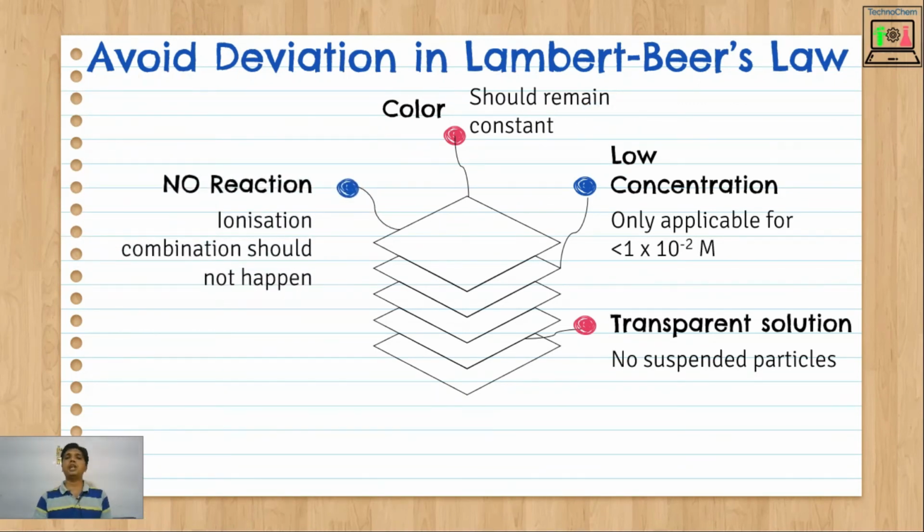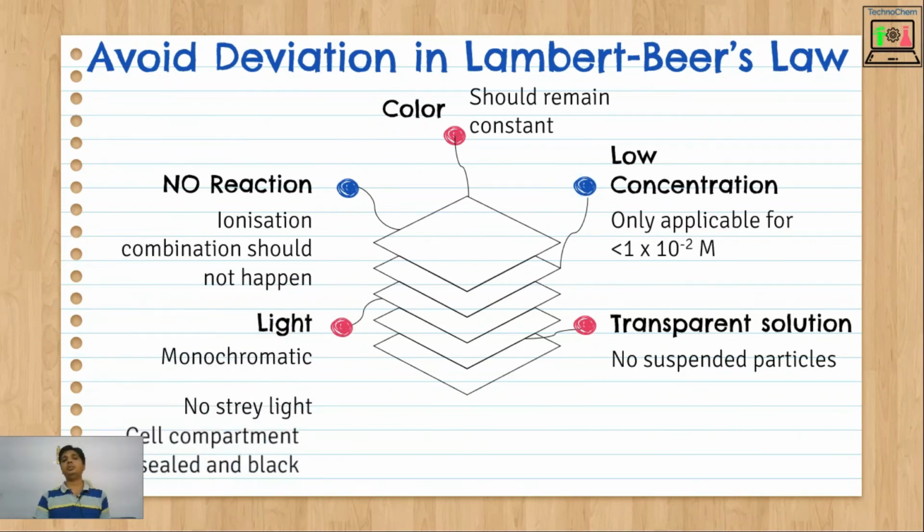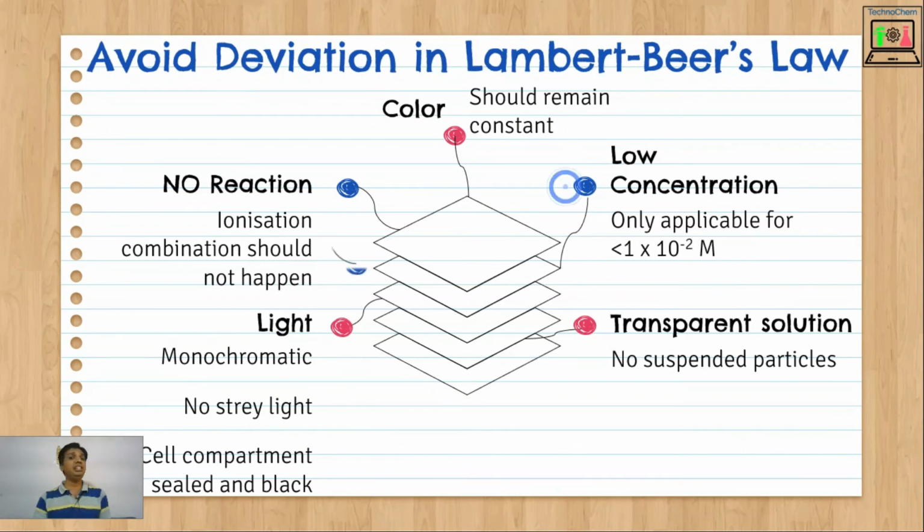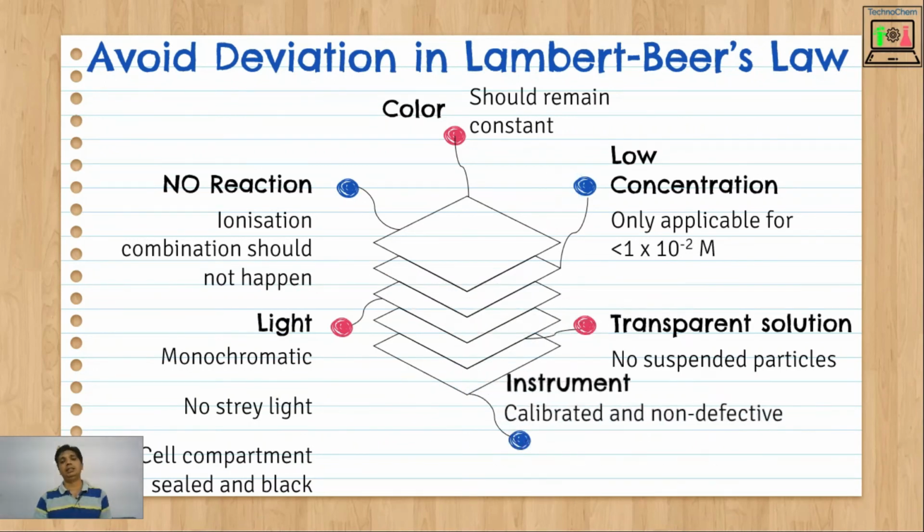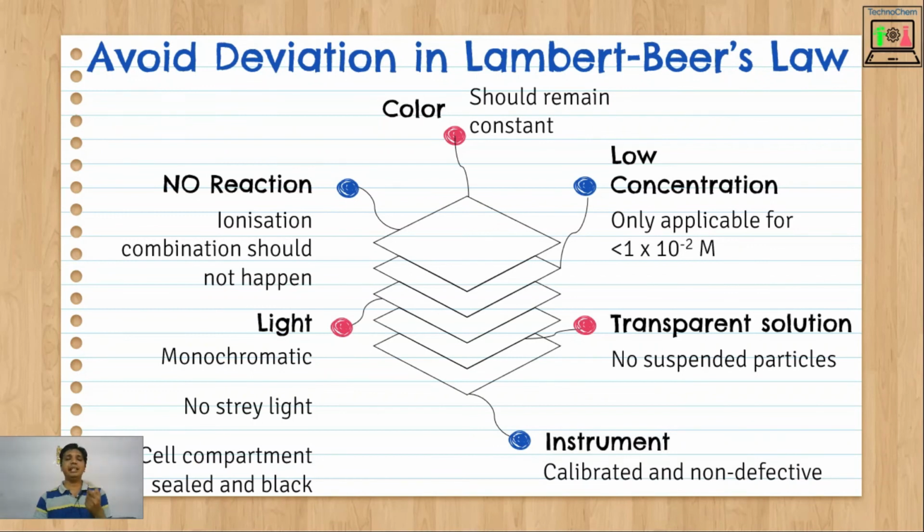There should be no side reactions like ionization, combination. The light should be monochromatic. There should not be any stray light or outside light. The cell compartment should be sealed and should be black. And last but not the least, the instrument should be calibrated and without any defect.